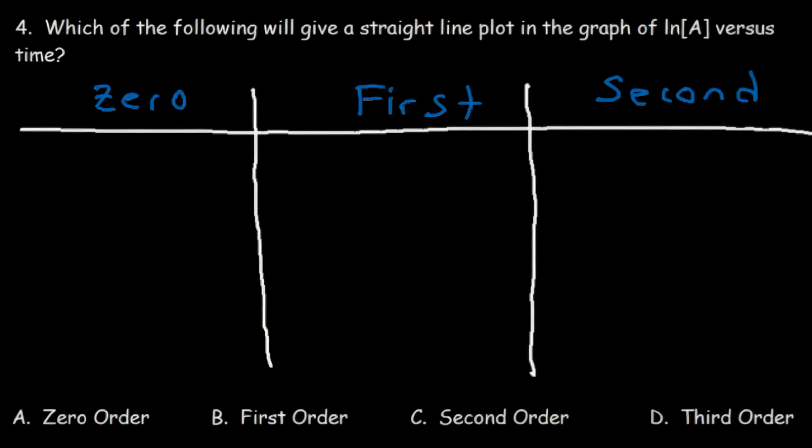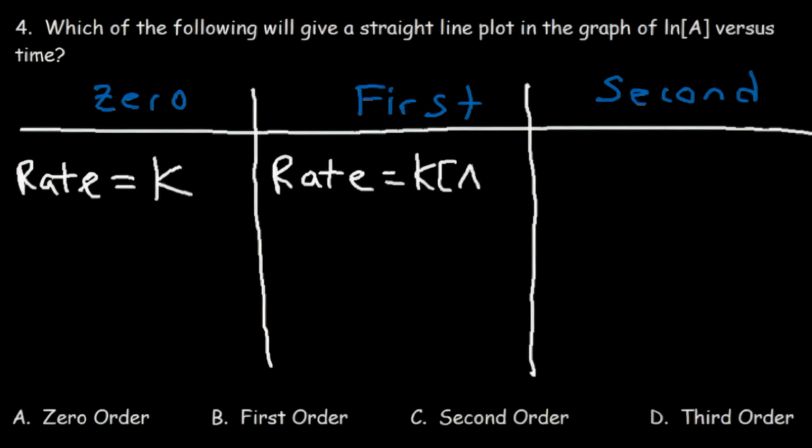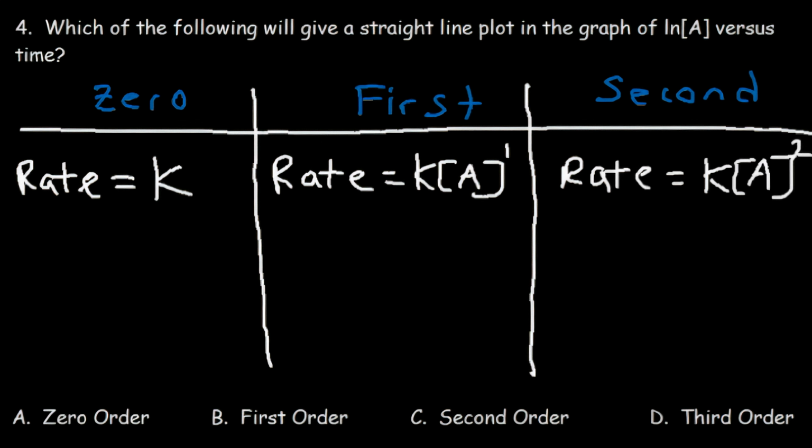So for a zero order reaction, the rate is equal to K. For a first order reaction, rate is equal to K times A, or A to the first power. For a second order reaction, rate is equal to K times A squared. Now, that's the rate law expression.